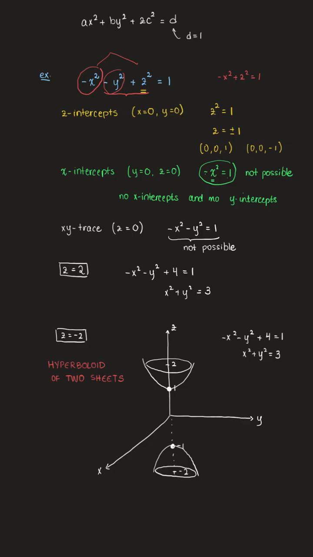But the easiest way to graph this is to attend to the positive coefficient, look for intercepts, and then look for traces on planes parallel to the xy plane in this case, because this hyperboloid will run along the z-axis.